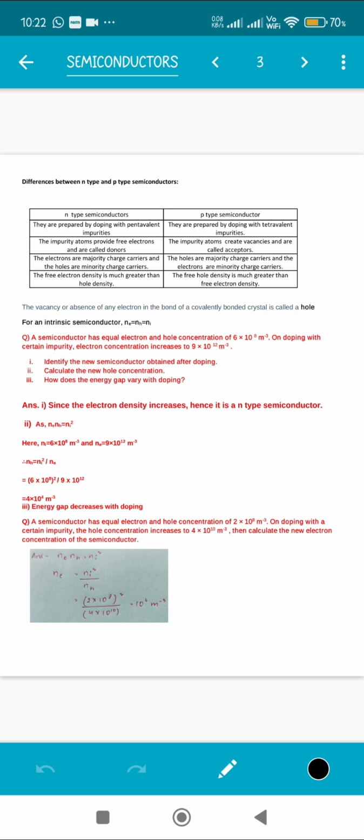Now, like I said at the beginning, what is a hole? A hole is nothing but just a vacancy. We are just calling it hole to denote an empty space. The vacancy or absence of any electron in the bond of a covalently bonded crystal is called a hole. Now, for an intrinsic semiconductor, Ne, that is number of electrons, is equal to Nh, number of holes, is equal to Ni. We denote it using Ni.